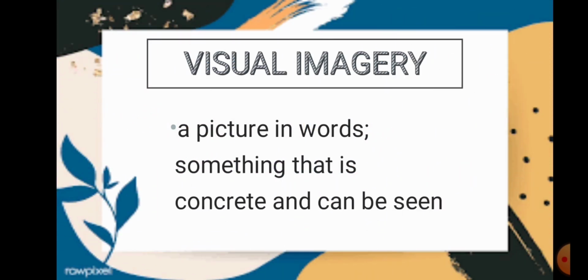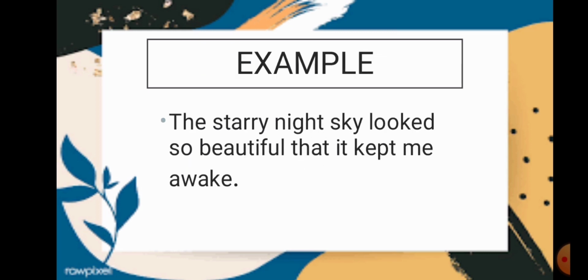So let's define first the visual imagery. It is a picture in words, something that is concrete and can be seen. It's very obvious from the word seen. It's all about the visual matter, and the word visual always refers to the things that we see through the use of our eyes. So that's how visual imagery is. Example: the starry night sky looked so beautiful that it kept me awake. Before that, what do you think is the word here that represents visual imagery? Definitely, you're right. The word looked represents visual imagery.